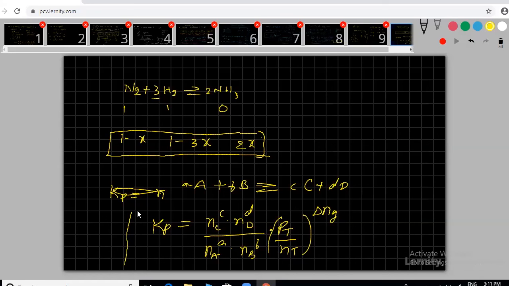If you remember this equation, we can apply Le Chatelier's principle. Applications also we will discuss, sir. Factors affecting also we can complete easily.